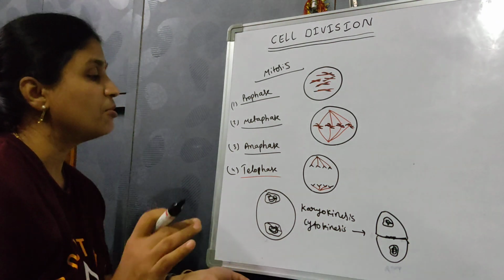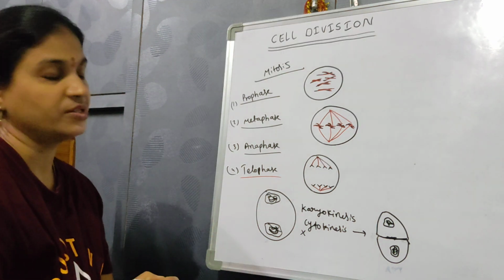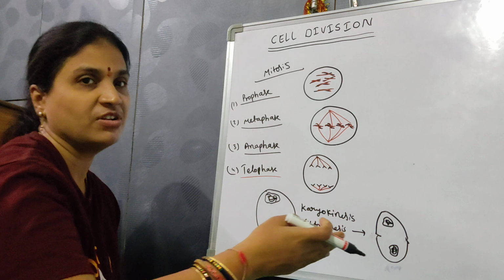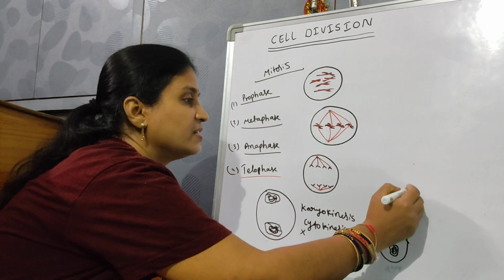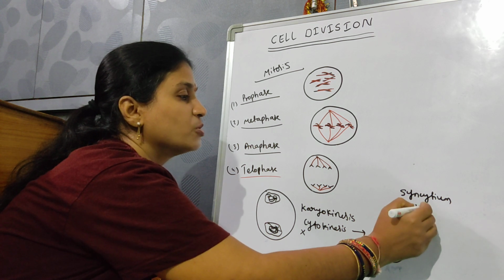Sometimes in some of the cells, karyokinesis is not followed by cytokinesis. In that case, what happens? In one particular cell, many nuclei will be present. Like for example, in syncytium, in the liquid endosperm of coconut.